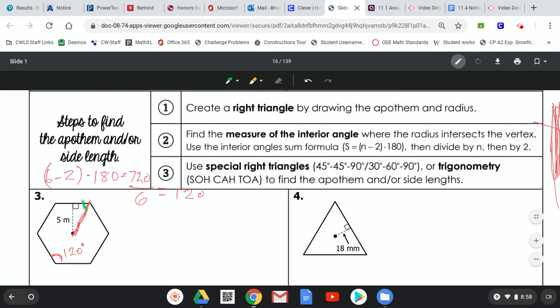For this one, we take that 120 and divide it by 2, and that gives us 60. So that angle right there is 60 degrees. Now that we have that, we're just looking at a right triangle where this side is 5 and the degree of this angle is 60 degrees.